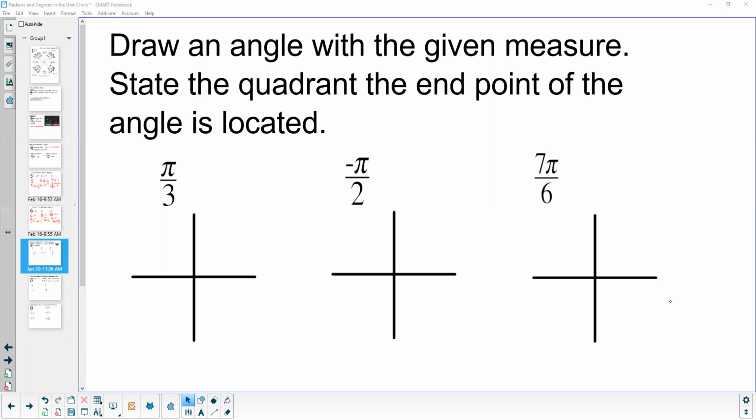We are going to be discussing how we can look at the angles and how we can use those angles to talk about other angles. Now, this was kind of mentioned previously in a different video, but what we're going to do is start by drawing an angle with the given measurement, and then state which quadrant the endpoint of this angle is located in.